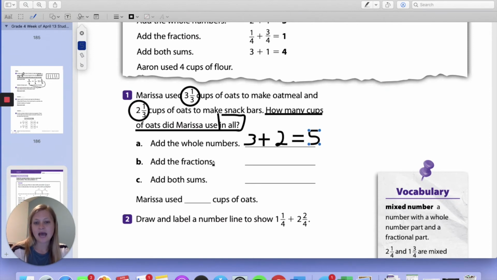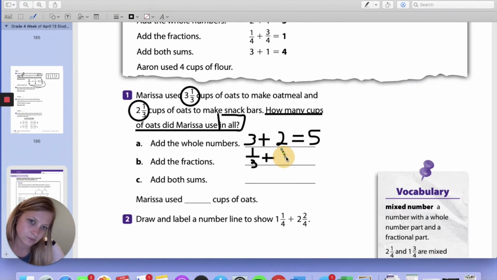And then it would like us to add the fractions. And I see that my fractions here are 1/3 plus 1/3. They have like denominators. A little messed up, but 1/3 plus 1/3. So I know that 1/3 plus 1/3 is 2/3.